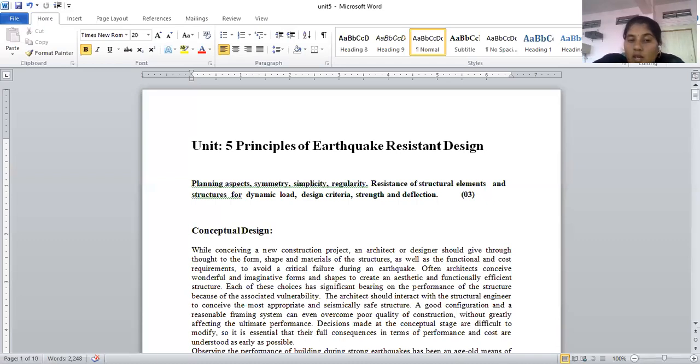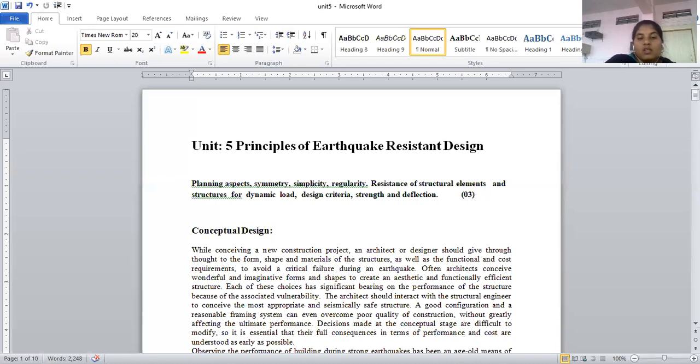We must take care to avoid structural damage from its conceptual design, and we have to make the conceptual design based on the planning aspects related to symmetry, simplicity and regularity. Okay, we will be studying the following objectives. One is the planning aspect, how the planning should be and which aspects we have to consider while planning an earthquake resistant building. And second one is the resistance of structural elements. So we'll see all the parts one by one.